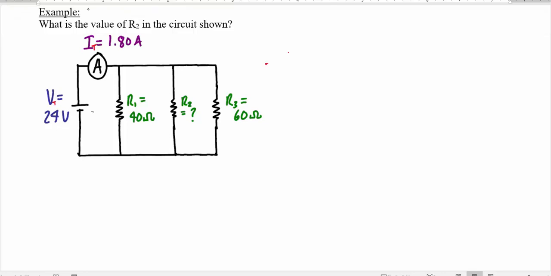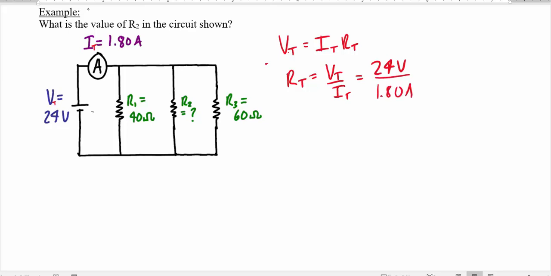So if I know total voltage and I know total current, why don't I just go ahead and use Ohm's law to find the total resistance. So 24 volts divided by 1.80 amps gives me 13.3, and it's actually 13.3 repeater, as it turns out, ohms. I'm not worried about sig figs, so I'm just going to hang on to that repeater sign there. Okay, so I've got the total resistance, but now what?